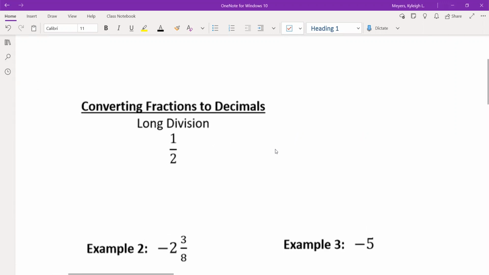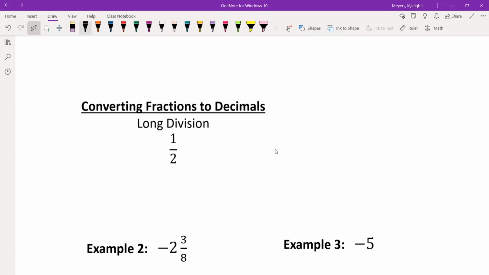So the first thing you do when you're converting fractions to decimals, you have to use long division. The one on top is the dividend. That's the one that goes inside the fraction bar. The one underneath is the divisor. So again, the one on top goes inside. The 2 in the bottom goes on the outside. And then we do long division.